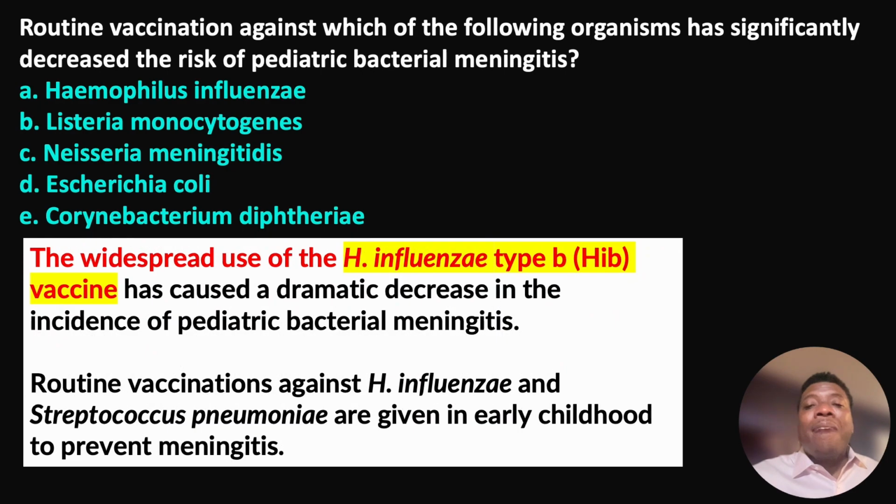In this case, giving the pneumococcal vaccination and the Hib vaccination has been shown to reduce the incidence of pediatric meningitis. So in this case, Haemophilus influenzae vaccination has been shown to reduce the complications of pediatric meningitis.